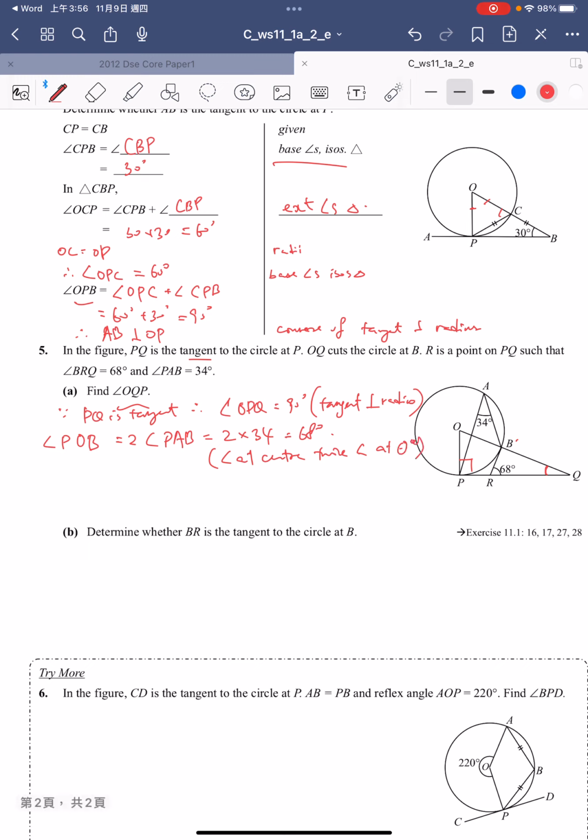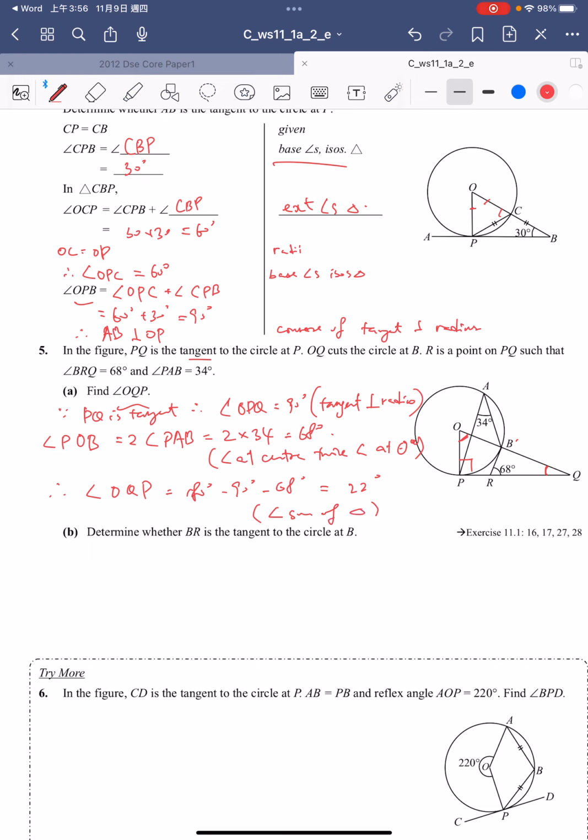Okay, so now we get the angle here is equal to 68, so that we can say that the angle OQP, the required angle, is equal to 180 minus 90 minus 68, giving the answer 22 degrees. Okay, so by using the reason of angle sum of triangle.